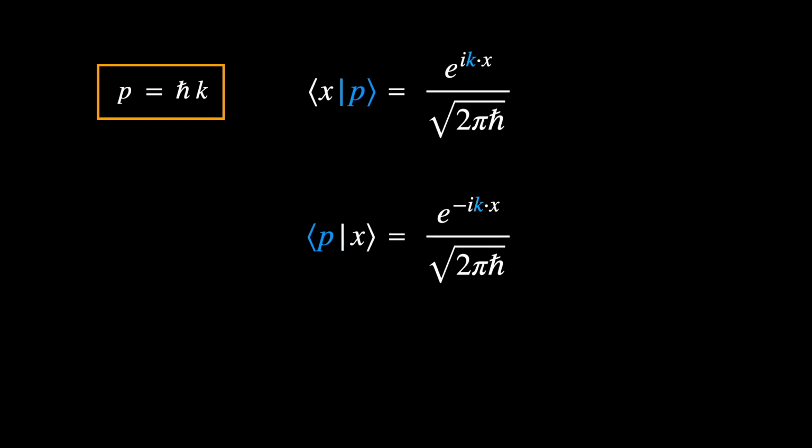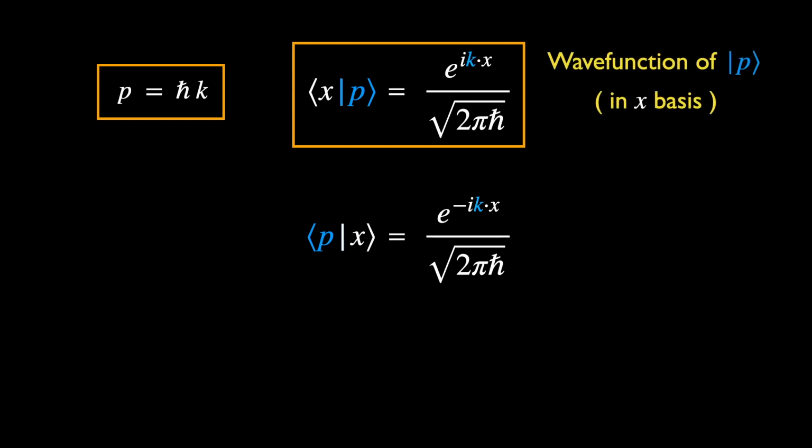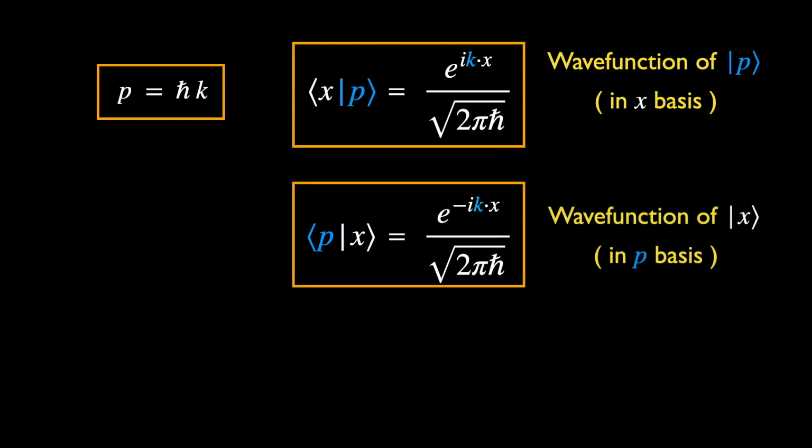Compared with the previous function, we see that in the first, the momentum p labels the state itself, while x labels the components in position basis. And in the second, x labels the state while p labels its components in the momentum basis. These two are just a complex conjugate of each other.